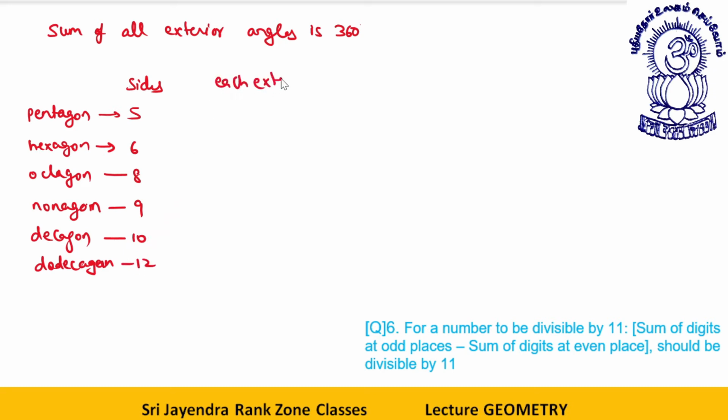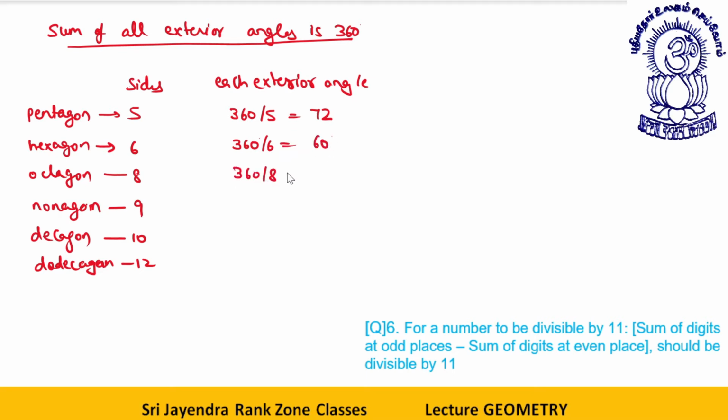What is each exterior angle? See, dear students. Each exterior angle will be what? The sum of all exterior angles is 360 degrees. So each exterior angle is 360 divided by 5. That will give you 72. 360 degrees divided by 6 will give you 60 degrees. 360 divided by 8 will give you 45 degrees. 360 divided by 9 will give you 40 degrees. 360 divided by 10 will give you 36 degrees. 360 divided by 12 will give you 30 degrees.